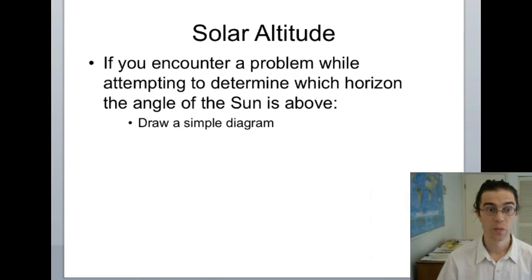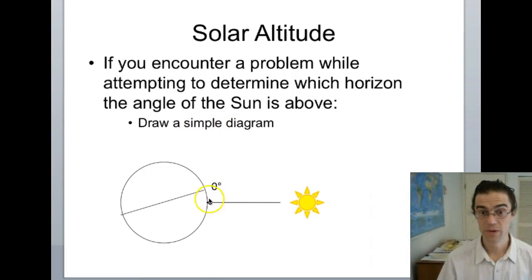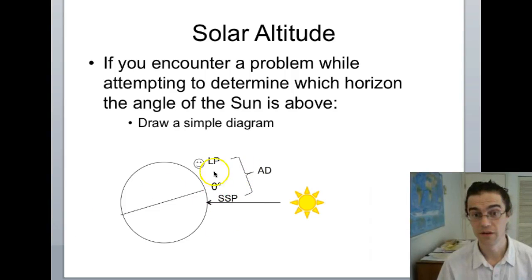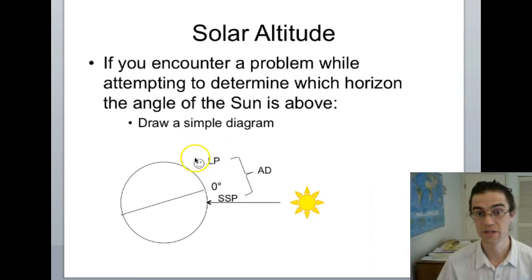If you encounter a problem while attempting to determine which horizon the angle of the sun is above, just draw a simple diagram. Okay, so here we are, Sun's hitting us there. And sorry, we're not south of the equator. Going back to our 40 degrees north, or even 37 degrees north at Diablo Valley College, there's our latitude of place, roughly. The difference between latitude of place and subsolar point is our arc distance there. This helps us visualize why we would add those two latitudinal values: you have the 37 degrees here, roughly, and let's call it 23.5 degrees there, so we would add those two values. Versus if your subsolar point was north of the equator, it makes sense why we would subtract those two to come up with the arc distance.